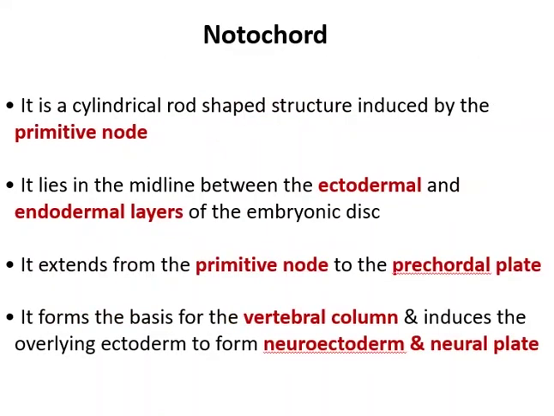Starting with the notochord. The notochord is a cylindrical rod-shaped structure induced by the primitive node area. Some genes induce the formation of the notochord. It lies in the midline between the ectoderm and the endoderm. The notochord extends from the primitive streak to the precaudal plate. The fate of the notochord: later on, it forms the basis of the vertebral column and induces the overlying ectoderm to form the neuroectoderm and neural plate.